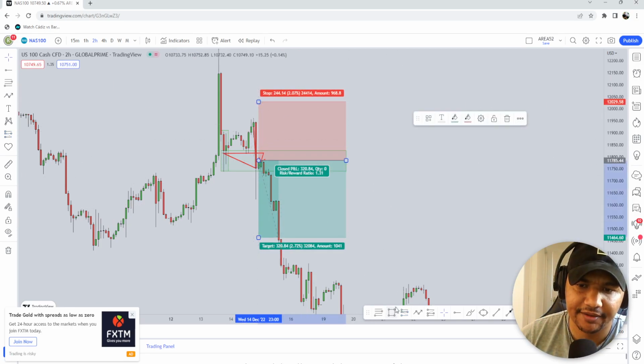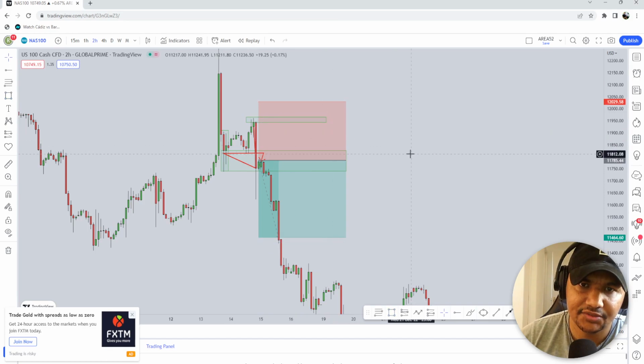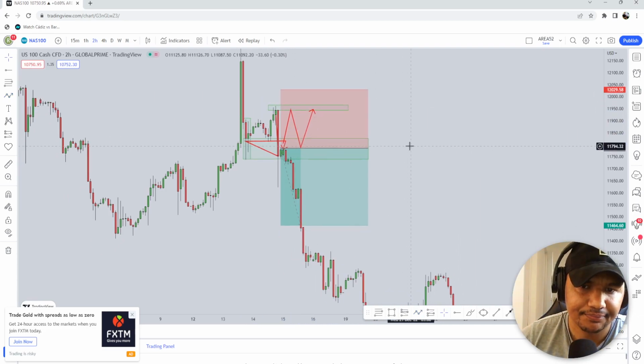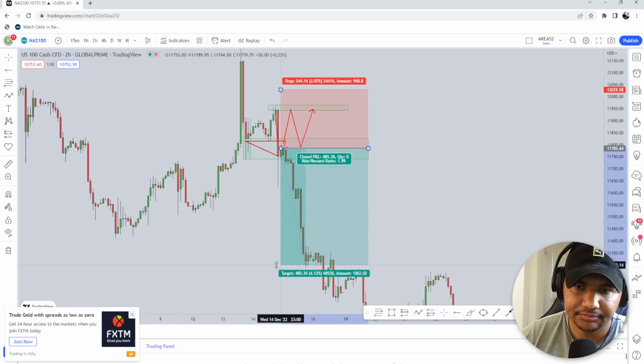Stop loss goes above the previous level of resistance, because we know that by price action definition, the market is supposed to bounce off that. If we do get a break above that, then the stop loss would have hit. So we would get a 2% there as well.